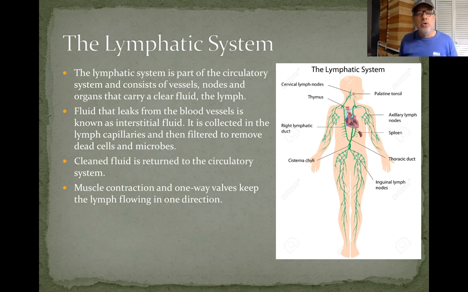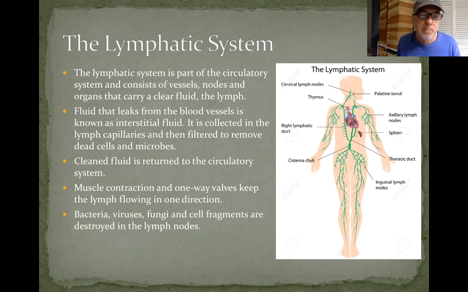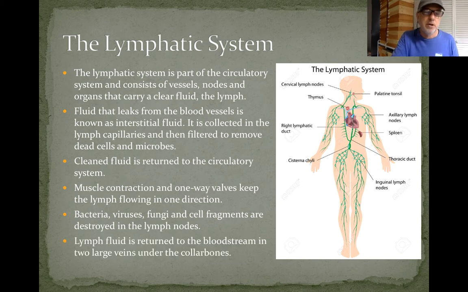And the way it moves is by muscle contraction and one-way valves that prevent backflow, much like the venous system. The fragments of bacteria, and bacteria, viruses, and fungi themselves are all destroyed in the lymph nodes. And finally, the lymph is returned to the bloodstream and into two large veins under the collarbones. You can see that connection right here. And they're going to lead to the superior vena cava.